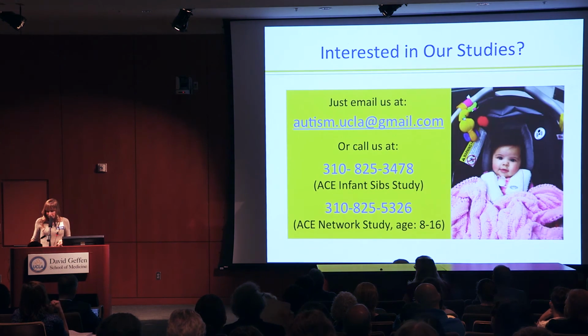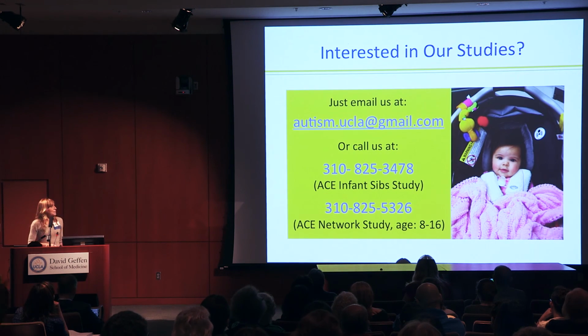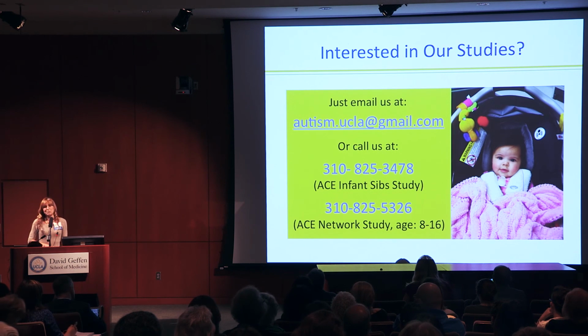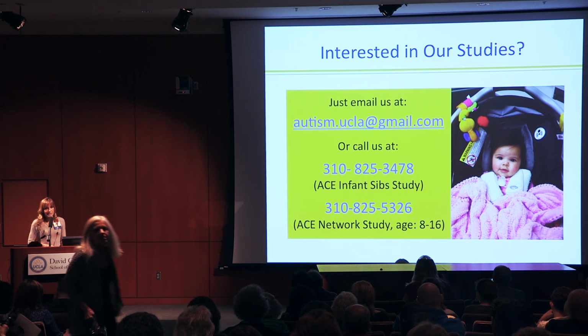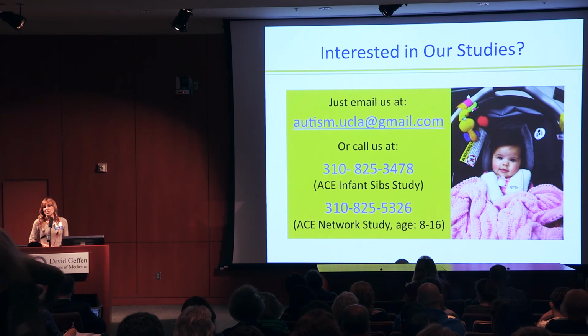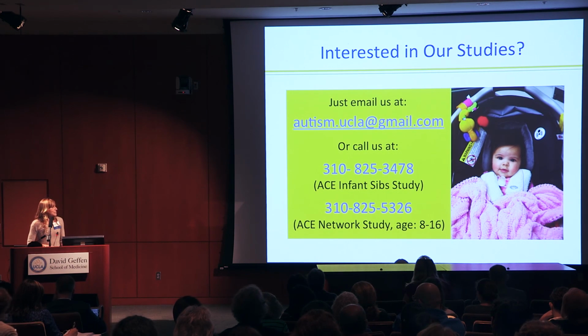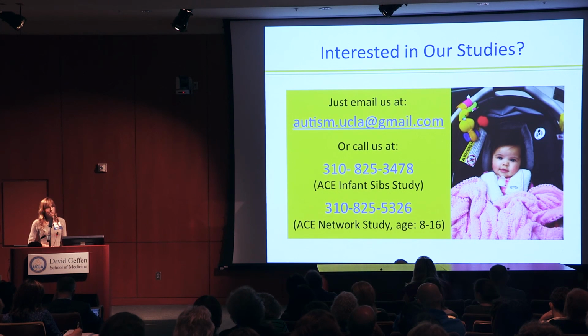And with that, I'll end here. I'll take some questions, but please, if you know of anybody who has a baby, either in a family where there is autism or even in a family where there is no child with autism, please have them call us. And of course, we're also conducting a number of studies in older children, with age ranges from 8 to 16. So please spread the word, because we couldn't do it without these children and their families, which we really appreciate.